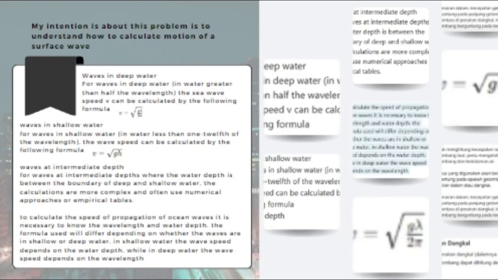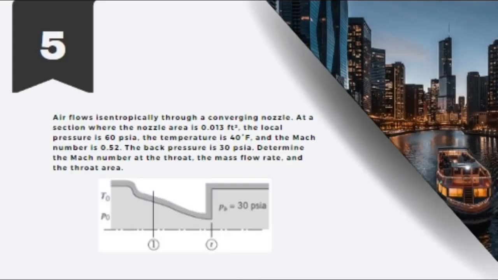So to calculate the speed of propagation of ocean wave, it is necessary to know the wavelength and water depth. The formula used will differ depending on whether the waves are in shallow or deep water. So in shallow water, the wave speed depends on the water depth, while in deep water, the wave speed depends on the wavelength.